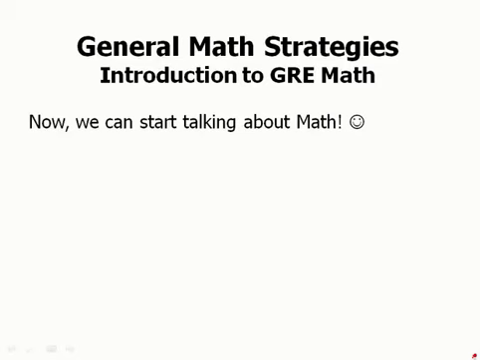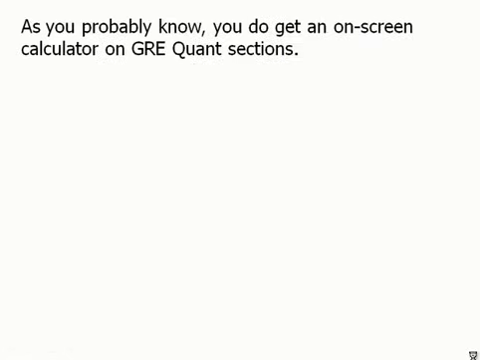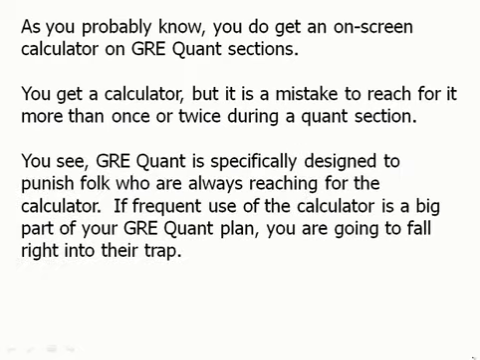Don't worry. In this module, we're just going to be talking about overarching strategies related to the basic act of calculation. So, doing the basic arithmetic. And this is something that will play out in many, many problems across the quant section. Big idea number one is, as you probably know, you get an on-screen calculator on the GRE quant sections. You get a calculator, but it is a mistake to reach for it more than once or twice during a quant section. You see, GRE Quant is specifically designed to punish folks who are always reaching for the calculator.